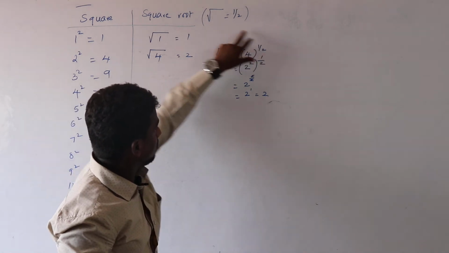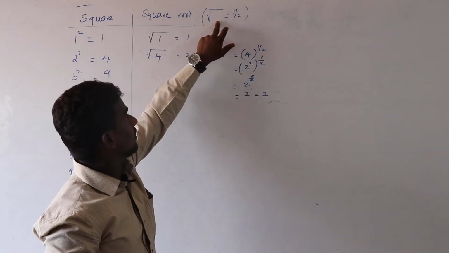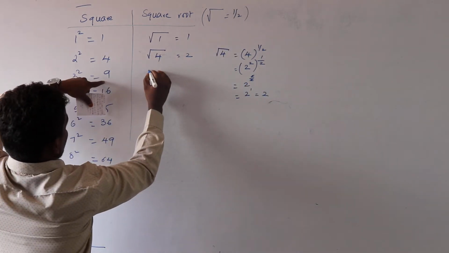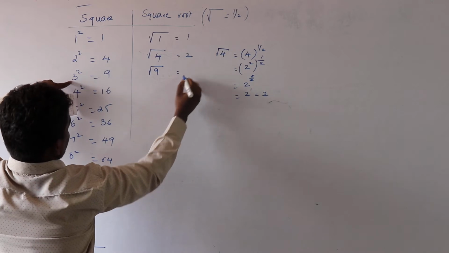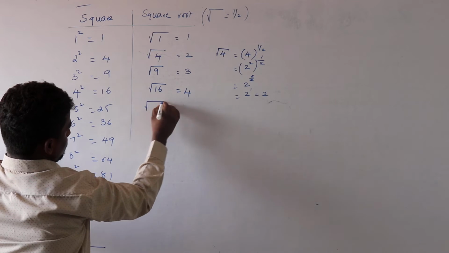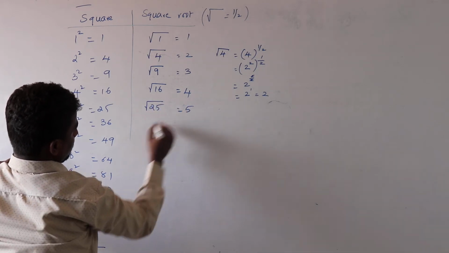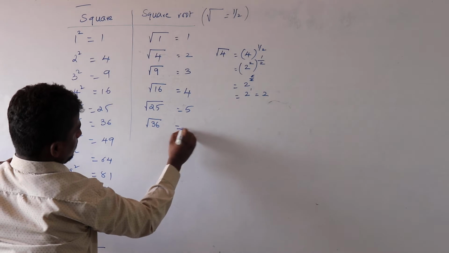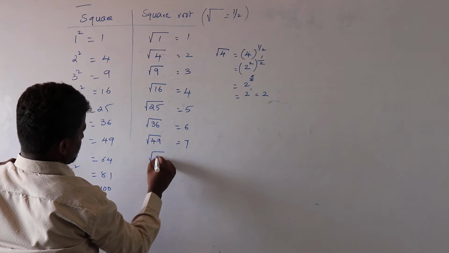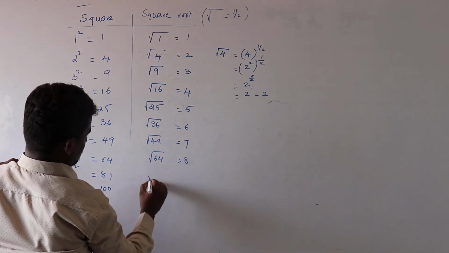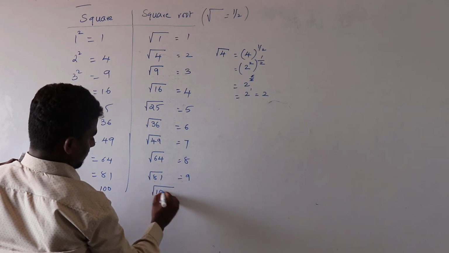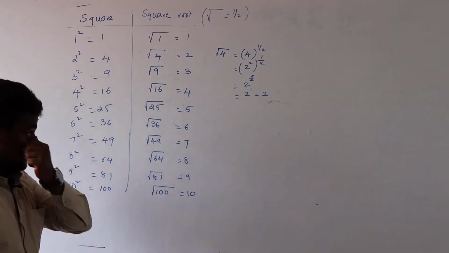Any sum we have to do like this. What is the square root symbol? What is the square root value? Then we apply it like this. Similarly, square root of 9 equals how much here? 3. Square root of 16 equals 4. Square root of 25 equals 5. Square root of 36 equals 6. Square root of 49 equals 7. Square root of 64 equals 8. Square root of 81 equals 9. Square root of 100 equals 10. So this is the main difference.